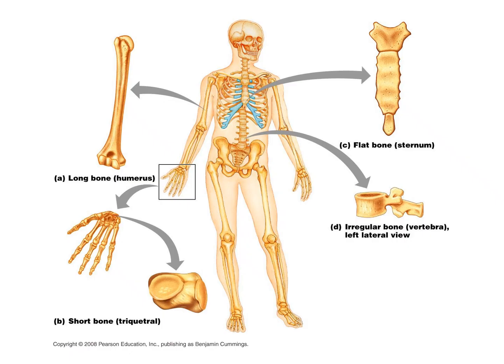Short bones are roughly cube-shaped, meaning that their width and length are somewhat equal. They are made up mainly of spongy bone, except on the surface. Examples include the 8 carpal bones that make up the wrist.